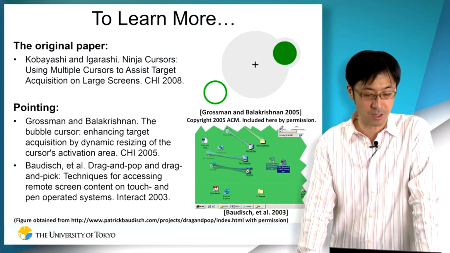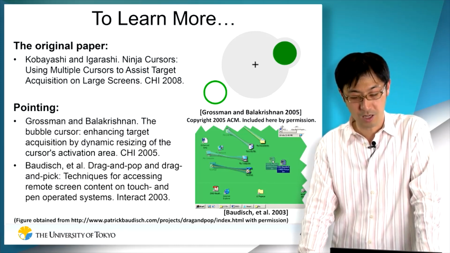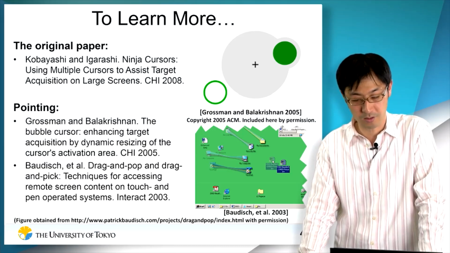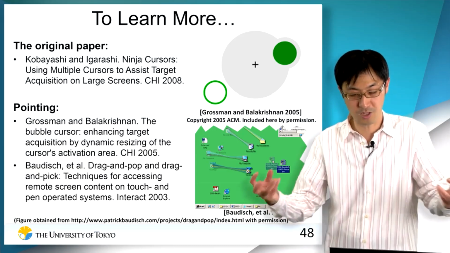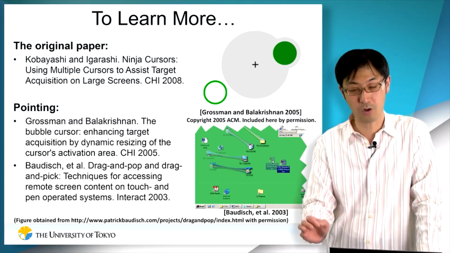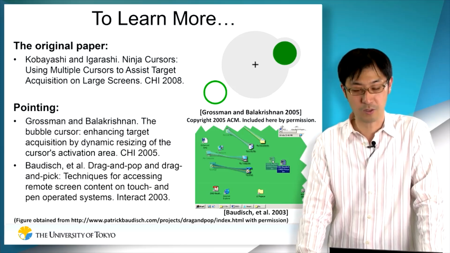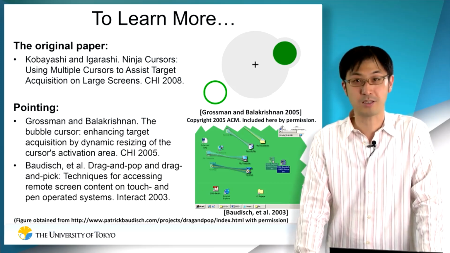Another is called Drag-and-Pop and Drag-and-Pick. As you see here, as you start dragging an object, related icons jump to near the cursor position to help you do drag and drop efficiently. So that's it. Thank you.